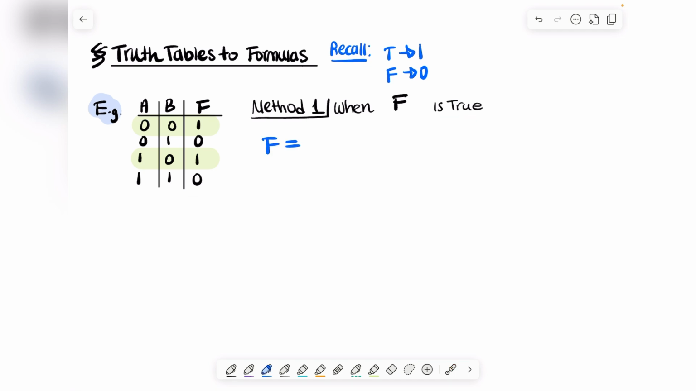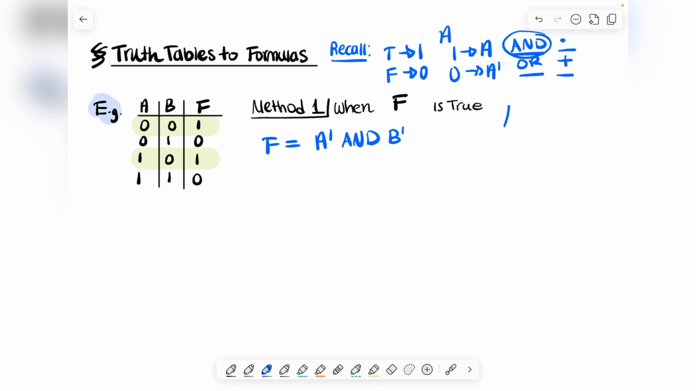So we can say that our output is equal to the first case, which is when A is false and B is false. So if you have any input, if it's true, then you can just write it as is. If it's false, which is the opposite of true, then you want to do the opposite of that, which is A prime. So the first case when F is true is when A is false, so A prime, and B is false, so B prime. Now remember, in formulas, we don't like words. We like to use operators. So you have to recall that we can represent and with multiplication and or with addition.